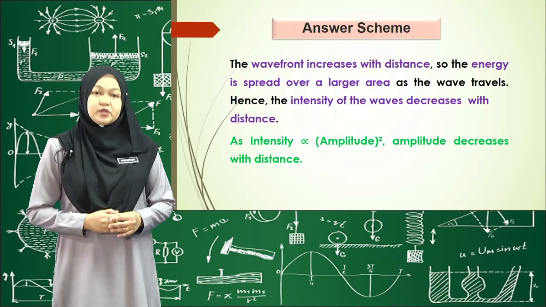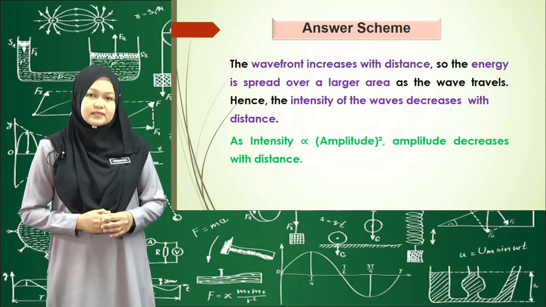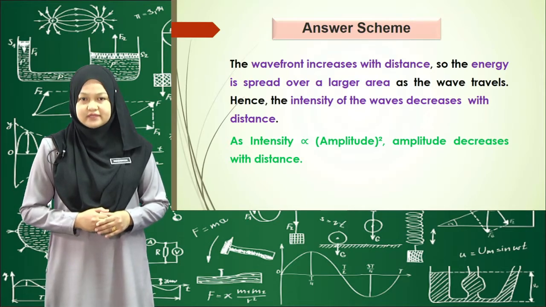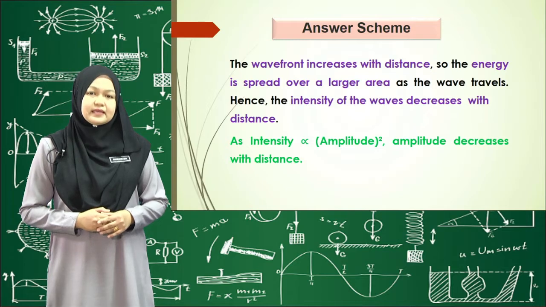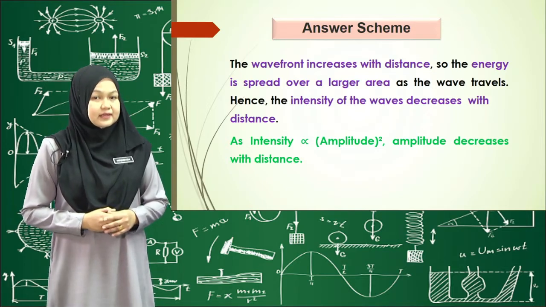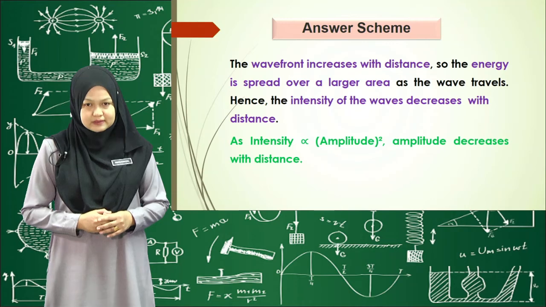So, the answer should be written as: the wave front increases with distance, so the energy is spread over a larger area as the wave travels. Hence, the intensity of the wave decreases with distance. As intensity is proportional to amplitude square, amplitude decreases with distance.